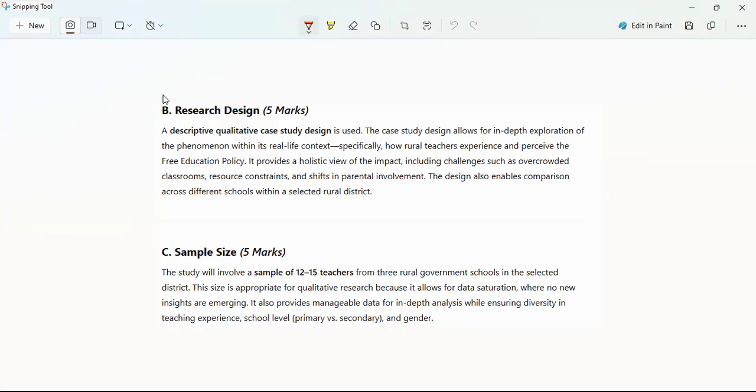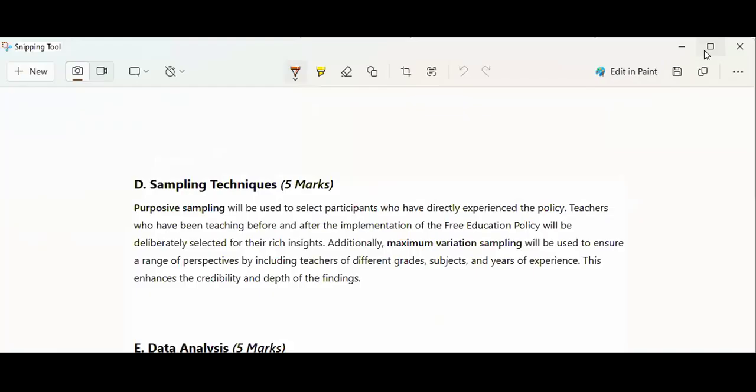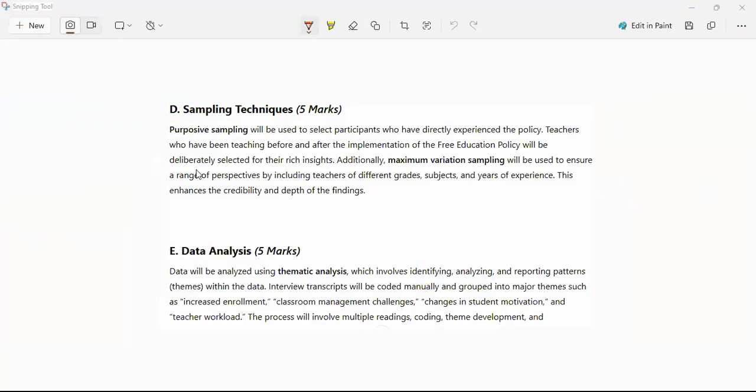Purposive, yes. And what analysis can we use? Thematic analysis, okay? So purposive sampling will be used to select participants who have experienced this policy only. It is appropriate because you're not going to choose just anyone. You choose those that have experience. So teachers who have been teaching before and after the implementation, so they can give you the difference. Not the new teachers who just came, because they can't tell you the difference.